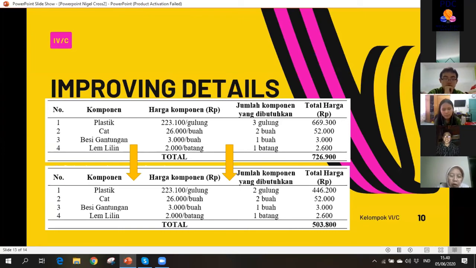So for one syringe, what is the name of your product? One syringe pen. How much plastic roll do you need? According to the people, they said that they need 2 rolls of plastic paper, ma'am.